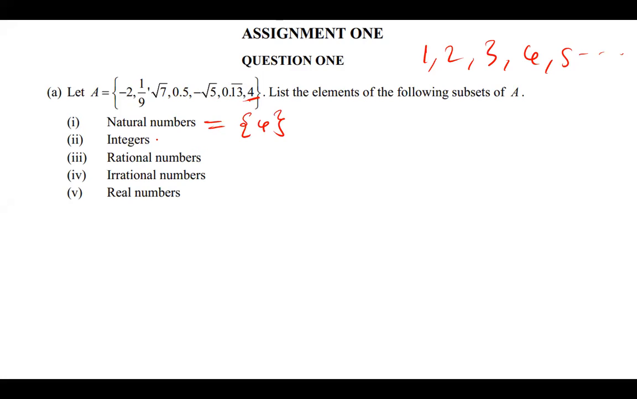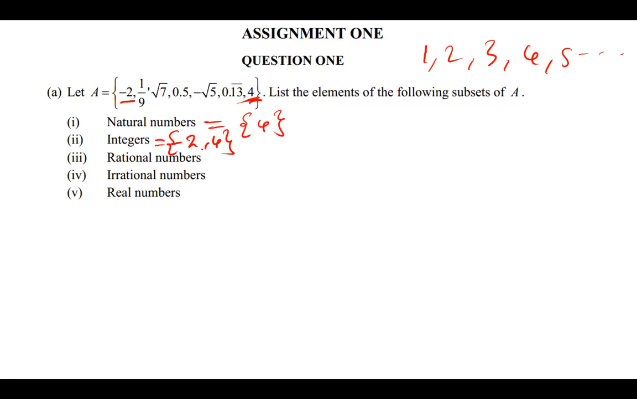Then we talk about integers. We are talking about positive and negative numbers. So we are talking about -2. We also have 4 there.